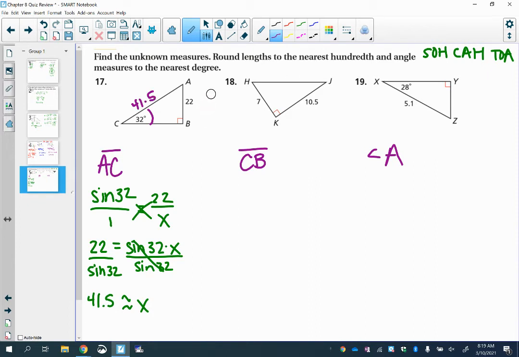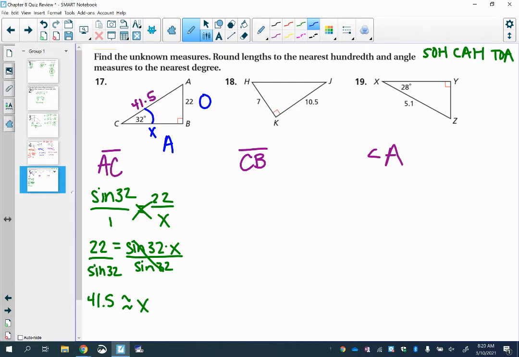Okay, I'm going to erase the O as well. Now, the next thing I'm going to do is solve for CB. So I'm going to move my X. This is still my reference angle. Now for CB, I can use either one of these, 41.5 or 22. I'm going to stick with 22 because it worked for me before. So that's opposite the reference angle. And now I'm looking for X, which is the adjacent.